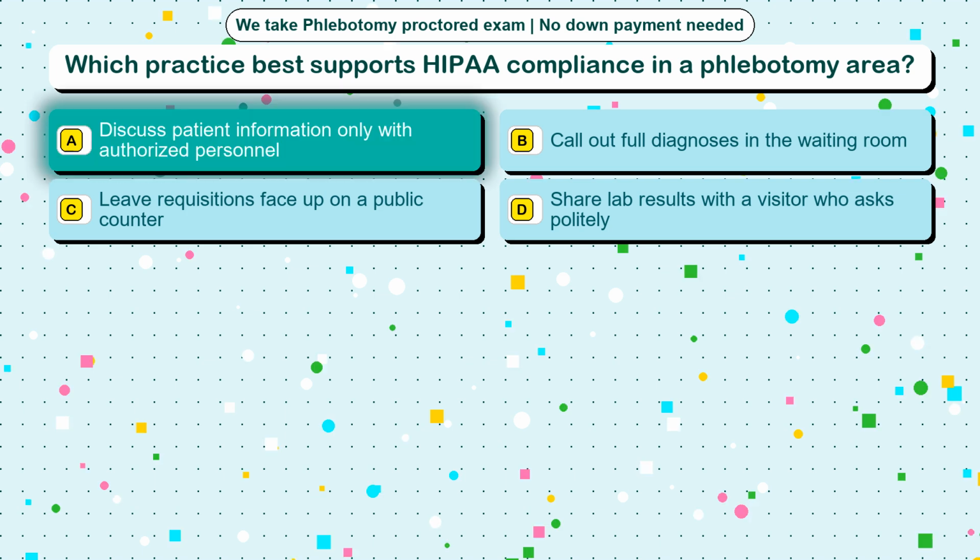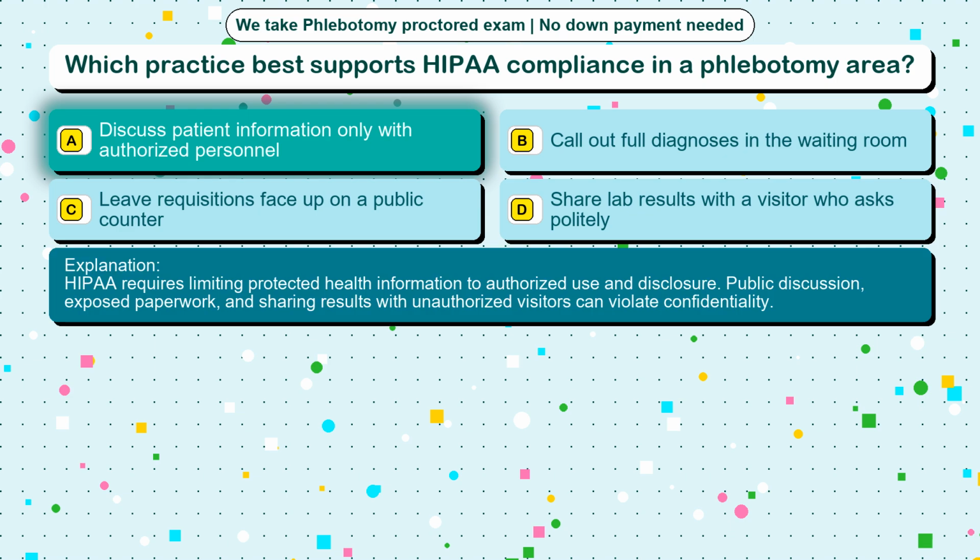The correct answer is option A. Discuss patient information only with authorized personnel. HIPAA requires limiting protected health information to authorized use and disclosure. Public discussion, exposed paperwork, and sharing results with unauthorized visitors can violate confidentiality.